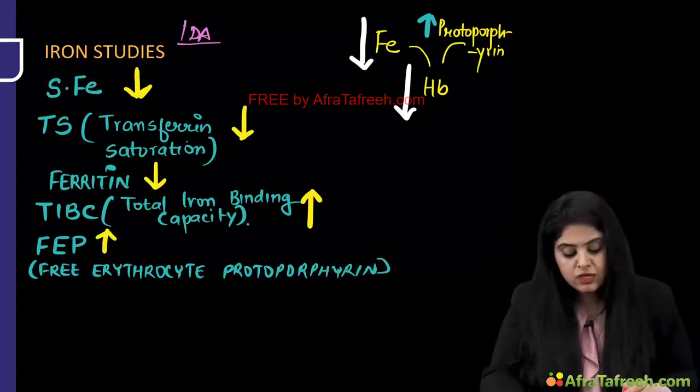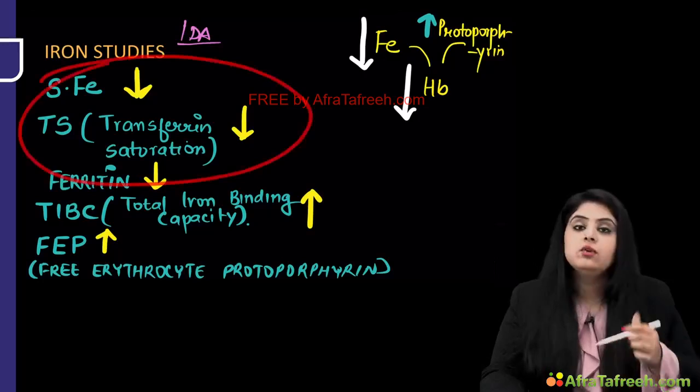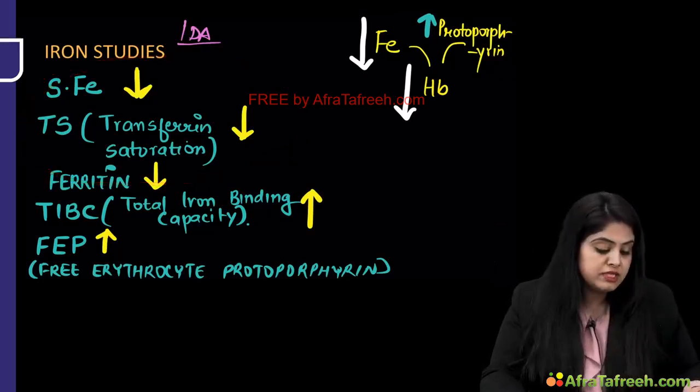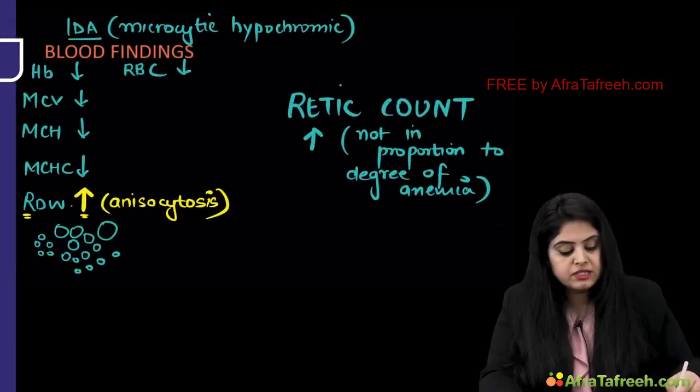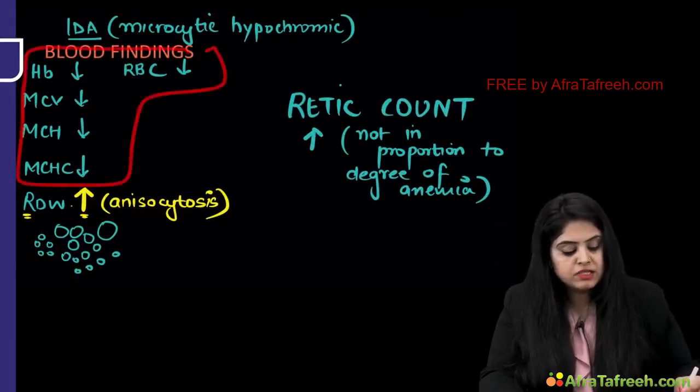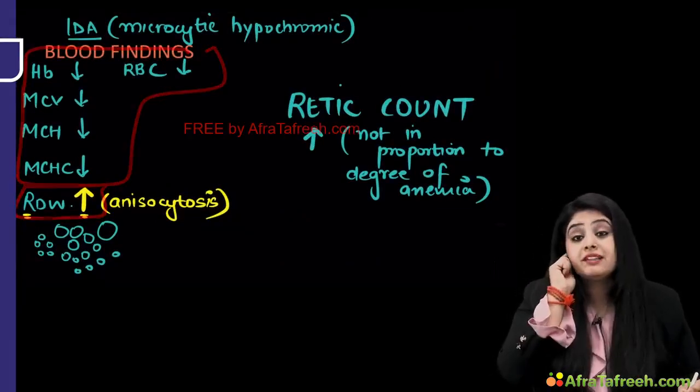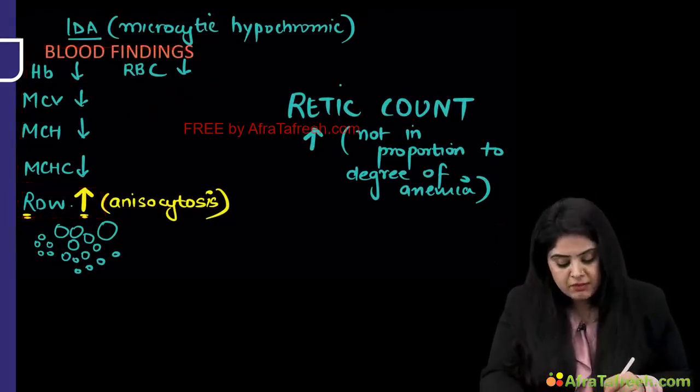So what did I realize? All the parameters decrease. The only two parameters that increase are going to be TIBC and FEP. Similarly, in the previous one, all the parameters were decreasing and the only parameter that was increasing was going to be RDW. That is how you learn iron deficiency blood parameters. Done with this. What do we have to know further?